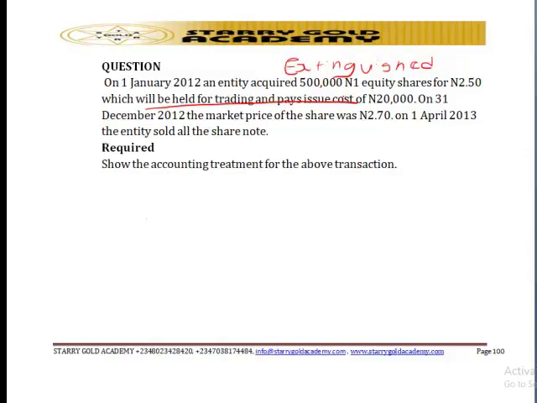IAS 39 did not talk about equity instruments, but IFRS 9 said some things about equity instruments. Let me quickly talk about that. I know we have done all of that.